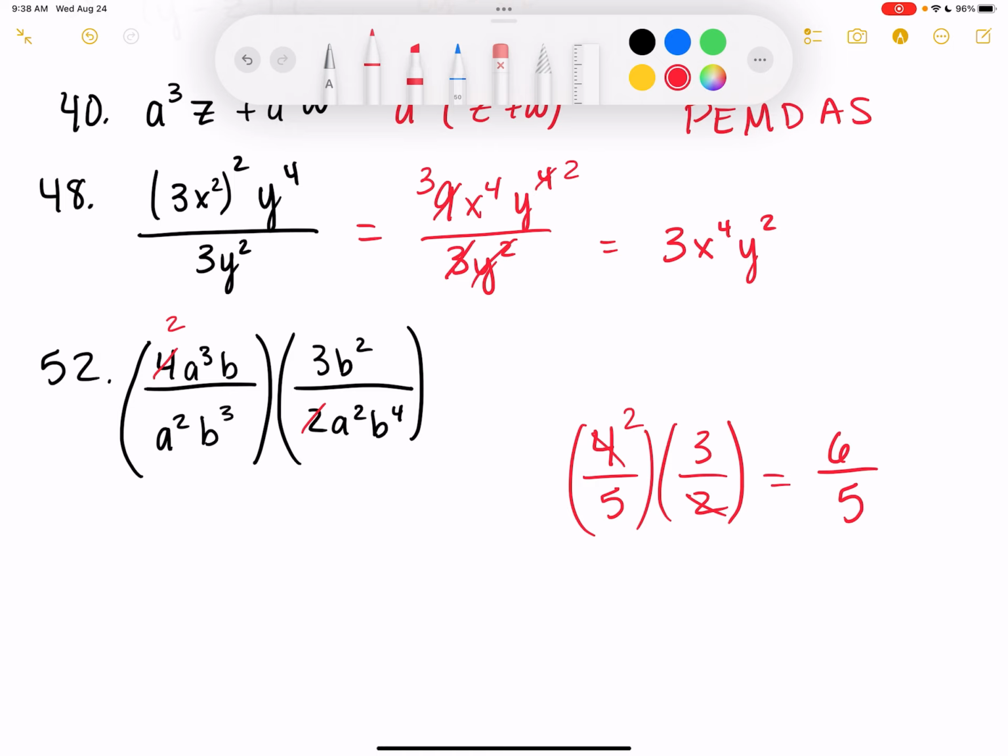Alright, on top, I'm multiplying this stuff across the top, so ignore the bottom. What am I left with on top? 6a cubed b cubed. Okay, and then on the bottom, a to the 4th, b to the 7th. Okay. Now what? Now, I don't know.